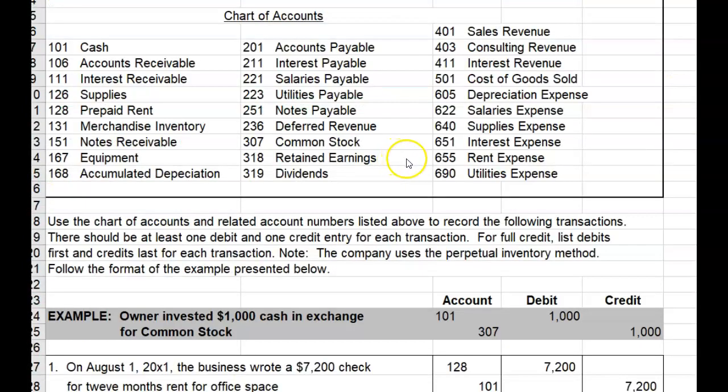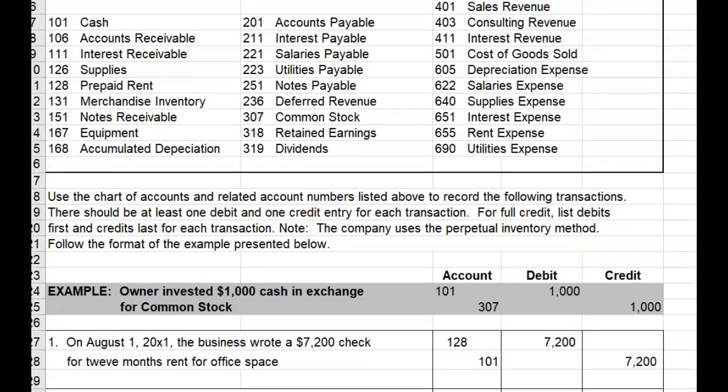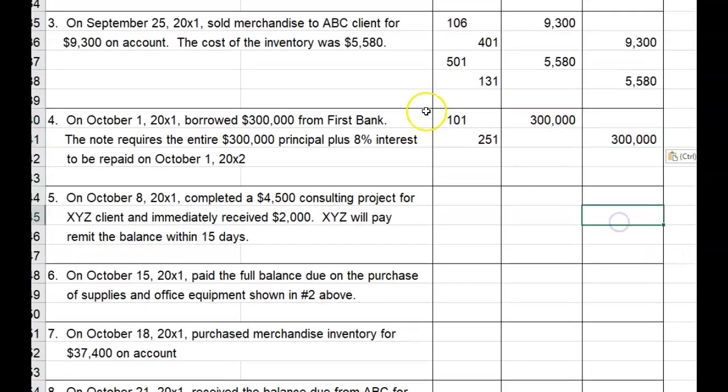On October 1st, when the company borrowed $300,000 from the bank, they received the cash from the bank, so debit account 101, and they signed a note payable agreeing to pay the $300,000 back with interest in 1 year's period of time. So we're going to have to credit the liability account, notes payable, account 251. So debit 101, $300,000, credit 251, $300,000.